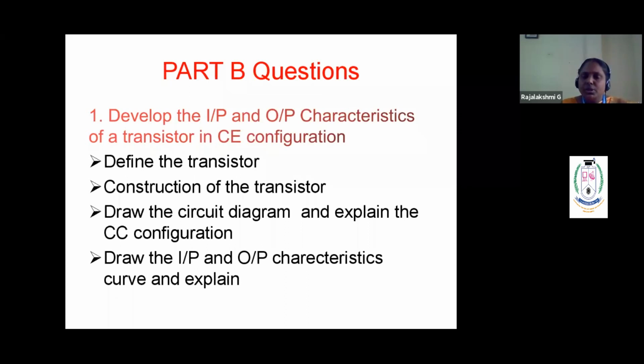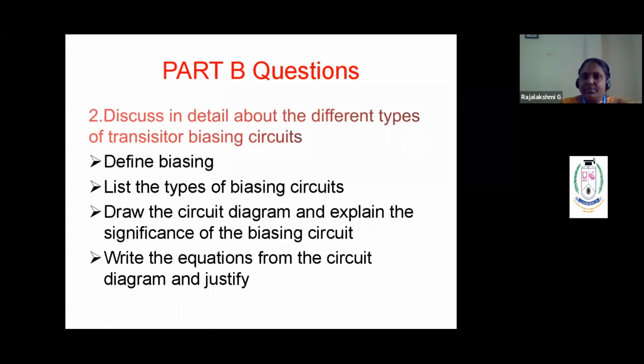The curve also you have to concentrate on. When you draw the input characteristics, what should be on the x-axis, what should be on the y-axis, and what should be kept constant. That also you have to take care of, and you have to explain the same.